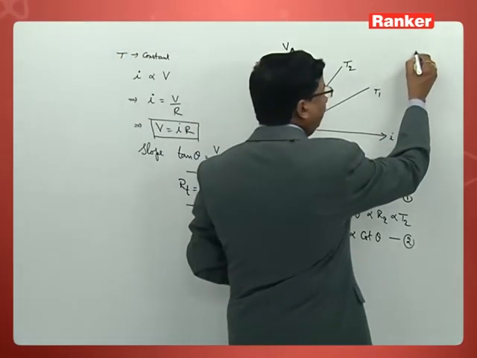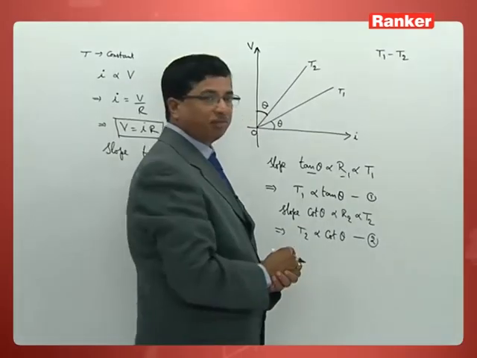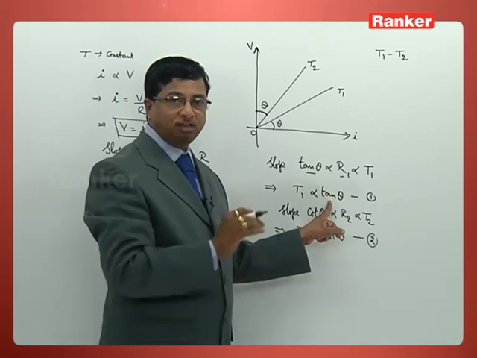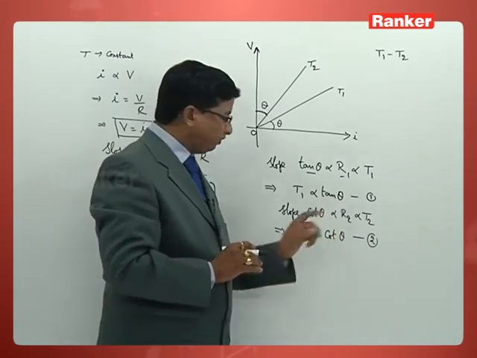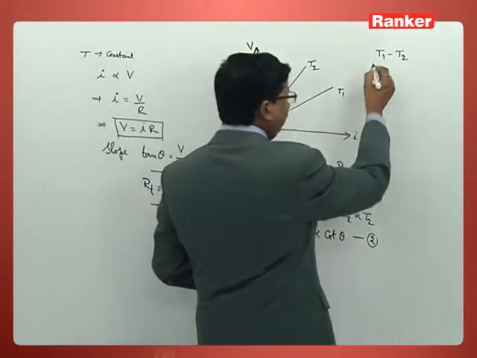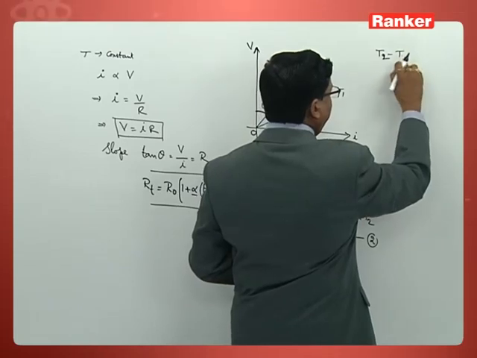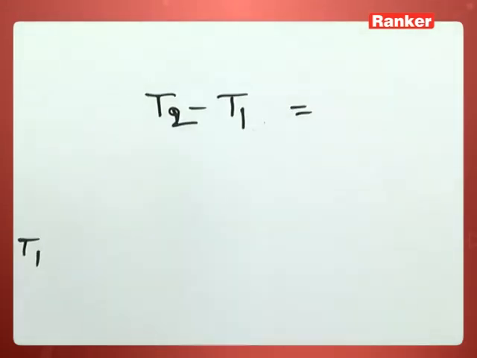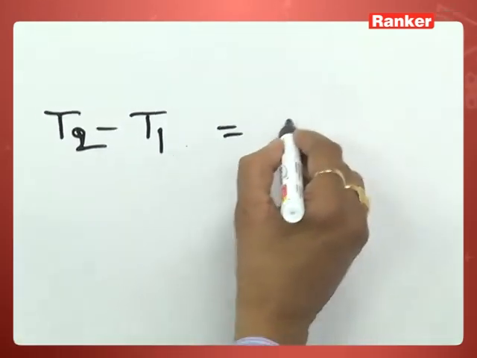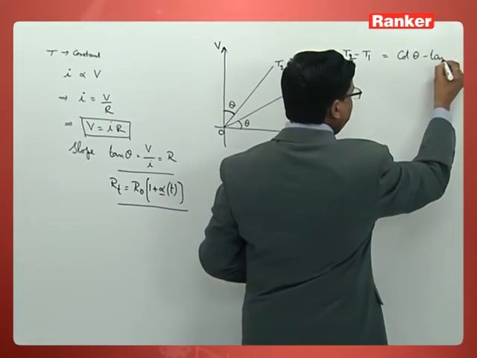It is T1 minus T2 we want. All of you understand carefully, one is tan theta and one is cot theta. Actually speaking, we just want the equation over here, that is T2 minus T1. What is this value of T2 minus T1? Just look carefully. I can write this as cot theta minus tan theta.